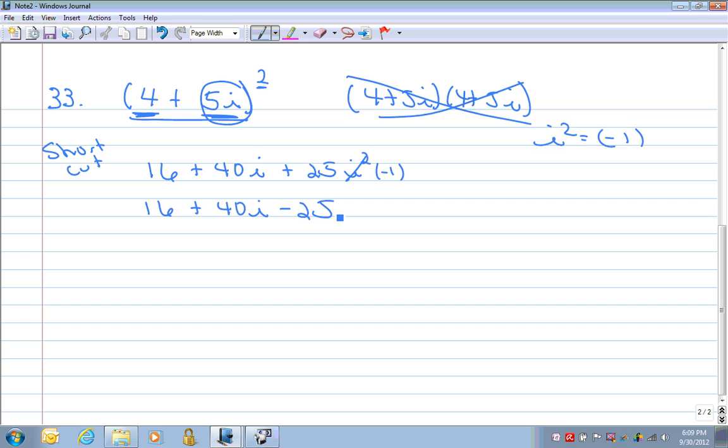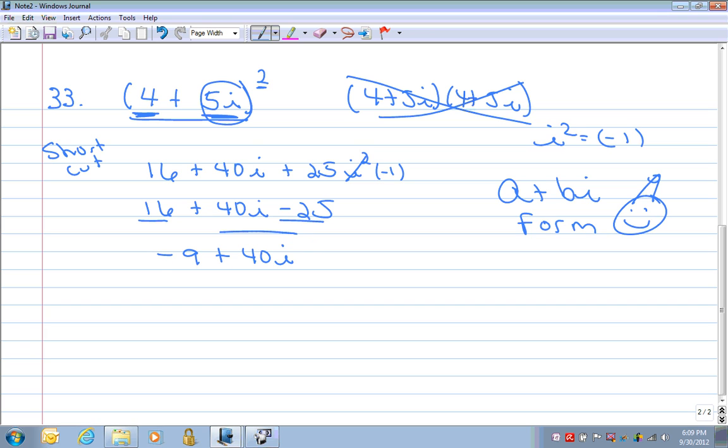And then we would want to combine like terms. So we have a 16 and a minus 25. Remember, we're trying to get to that a plus bi as our proper form. All right, when we do that, 16 minus 25 is going to give us a negative 9, and then plus 40i. And that would be the answer in simplified form to this problem. Okay, we're going to move on one more time to another section.